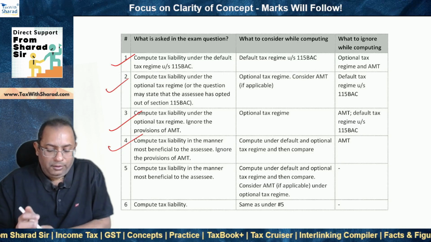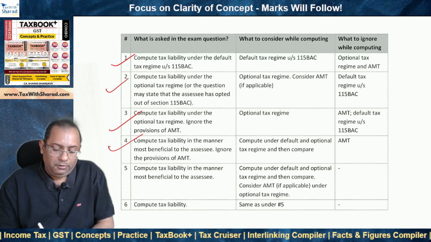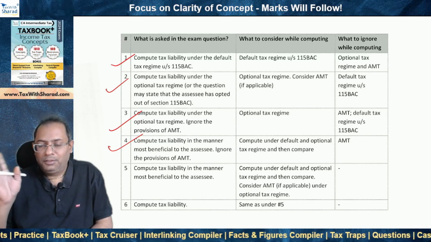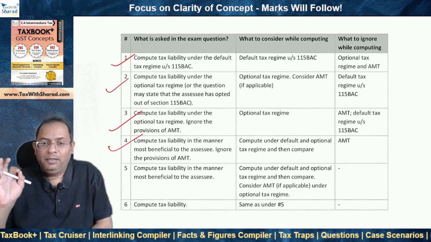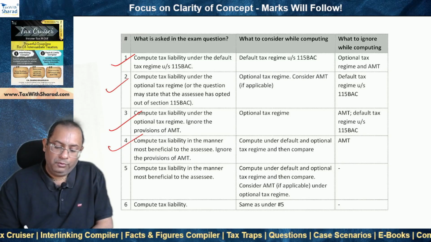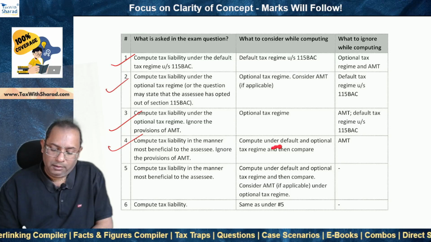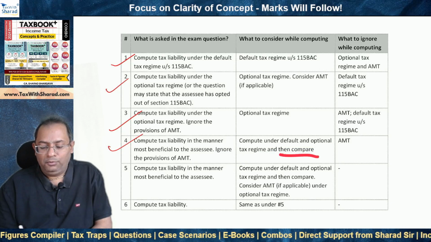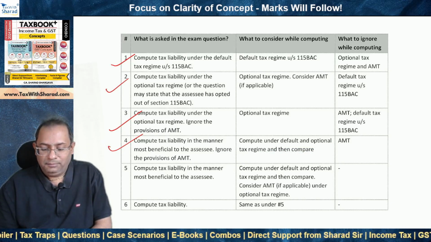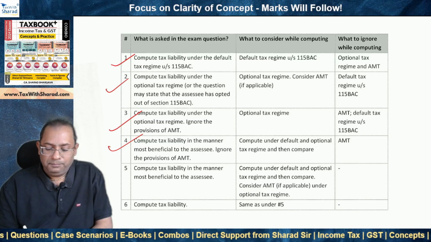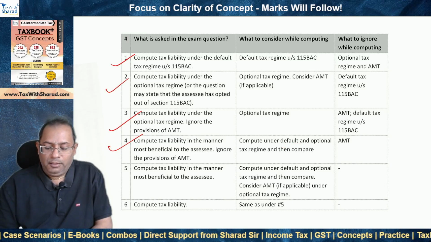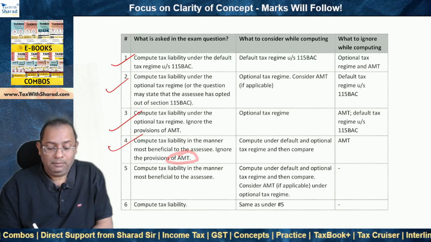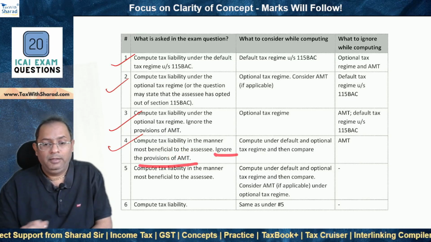Now, when the question is asking you to compute in the manner most beneficial to the SSE, the question is not specifically referring to either the default tax regime or the optional tax regime. It is not referring to any particular tax regime. So what do you need to do? You need to make the computation both under the default and optional tax regime, and then compare to figure out what is most beneficial to the SSE. So you compute total income under the default tax regime, and total income under the optional tax regime without applying the AMT provisions, even if they are applicable, because the question is specifically asking you to ignore AMT.